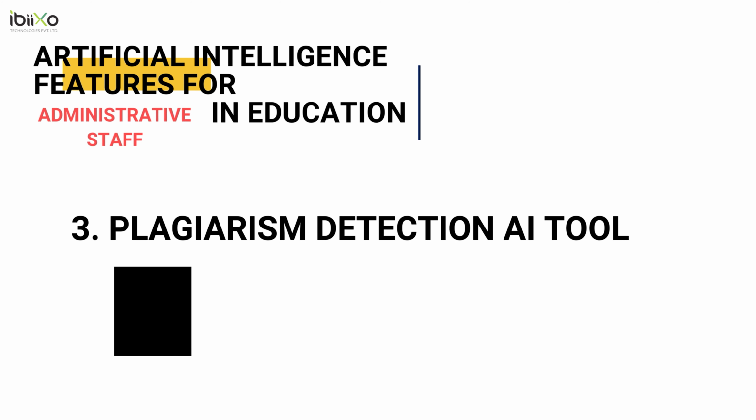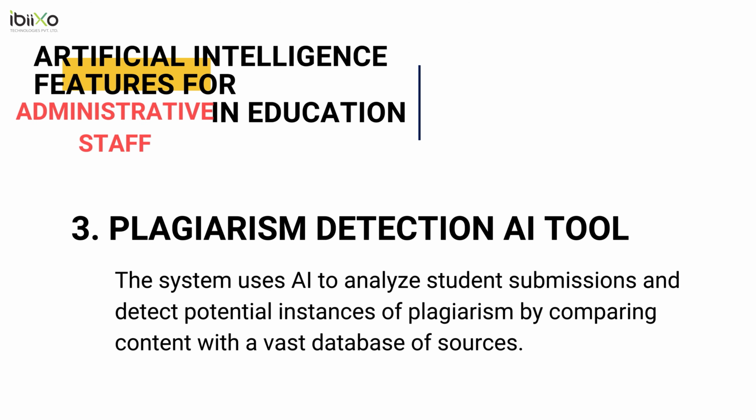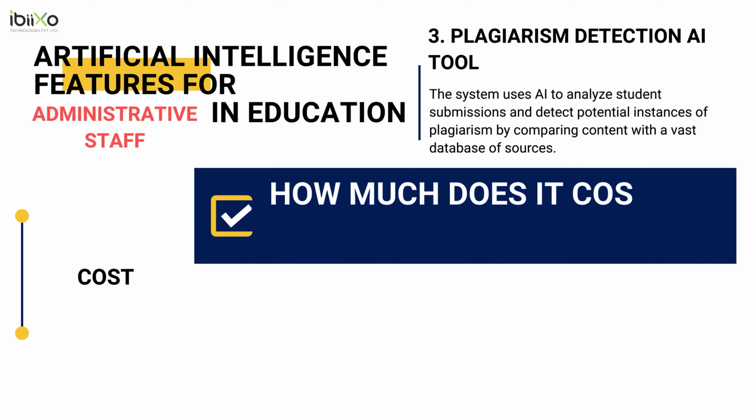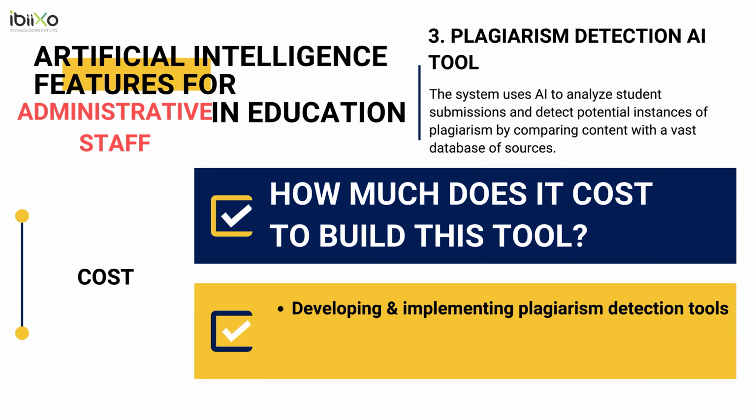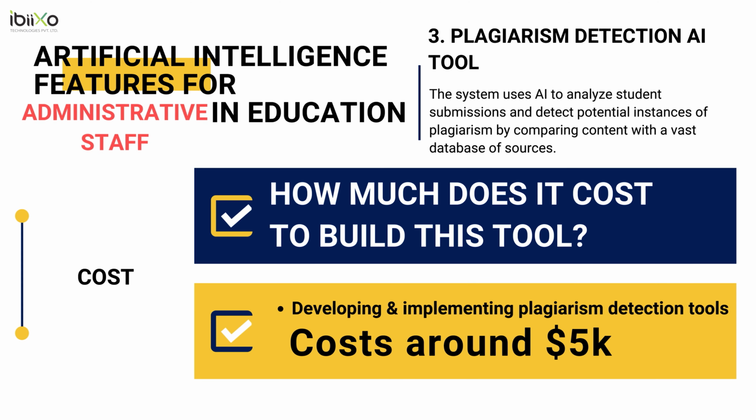The third one for them is plagiarism detection tool. The system uses AI to analyze student submissions and detect potential instances of plagiarism by comparing content with a vast database of sources. And this is a very simple module and would cost around $5,000 with third-party integrations.